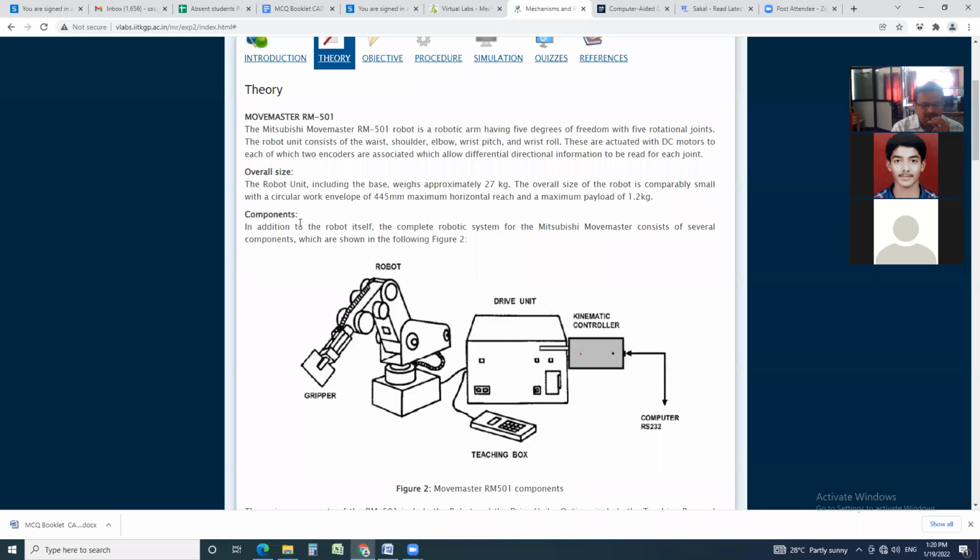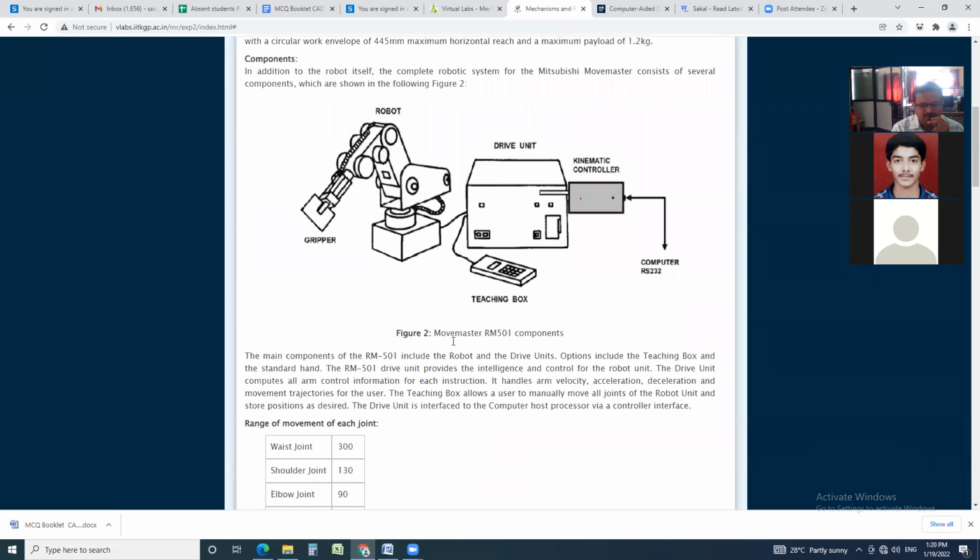Components. In addition to the robot itself, the complete robotic system for the Mitsubishi Move Master consists of several components, which are shown in the following figure to see that different components of the robot. We will see here, this is the robot. Now robot consists of this end effector, which is known as gripper, this is the arm of the robot, this is the base of the robot. Now this robot is connected to the drive unit.